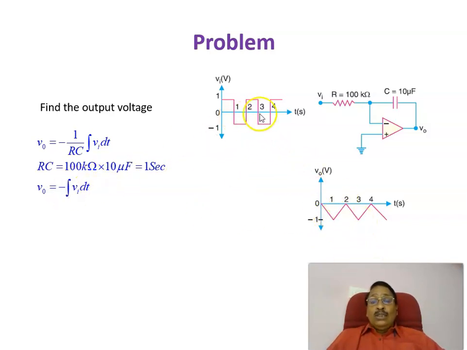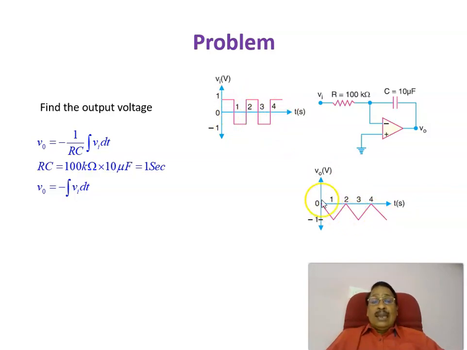Similarly, from 1 to 2, again it is a positive voltage, with the value equal to minus 1 volt at the start. Integrating a constant gives a straight line, but this time with a positive slope, because there is already a minus there and a minus here, which becomes positive. It will reach 0 at this point 2.